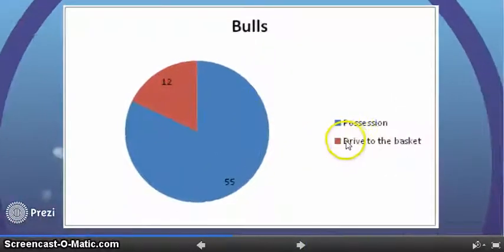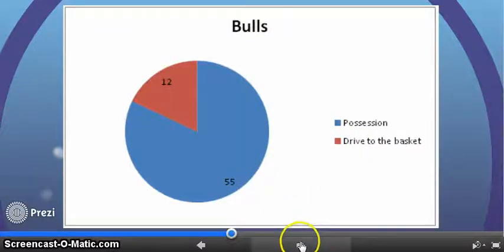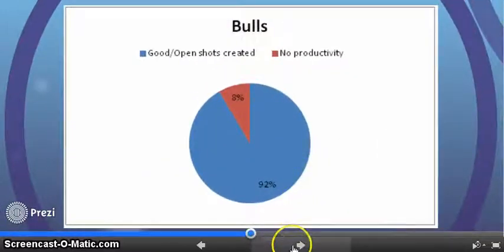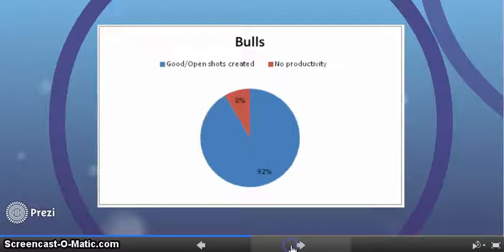First, the Bulls' drives. From this chart you can see that out of the 55 possessions, they drove to the basket only 12 times. And out of those 12 times, you can see here that they were successful 92% of the time, and only 8% of the time there was no productivity.